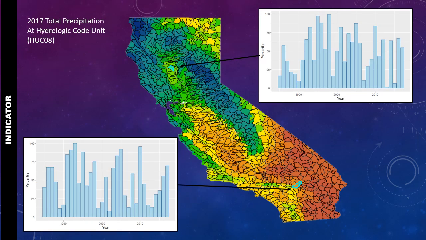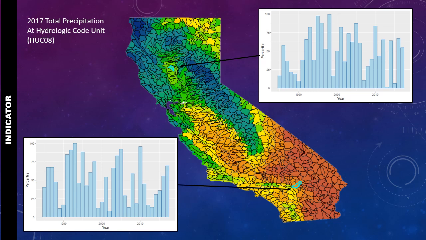How do we derive the risk score from precipitation? We use a statistical component called quantile or percentile. For each HUC08 polygon, we compare the 2017 total precipitation to its own historical data set. If the percentile is 100%, that means 2017 had the highest rainfall in the last 30 years. On the other hand, if the percentile is close to zero, that means 2017 had the lowest rainfall in the last 30 years. We believe that the percentile is more suitable compared to the direct precipitation value.